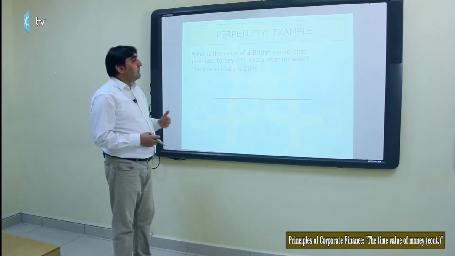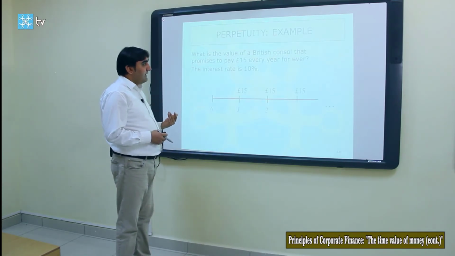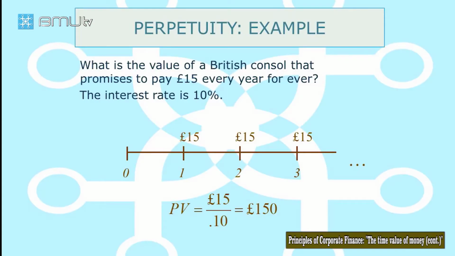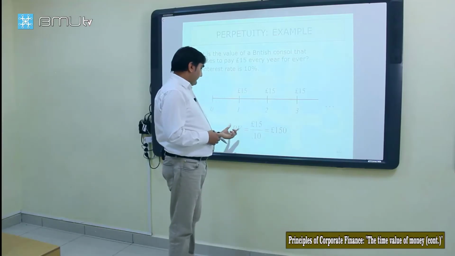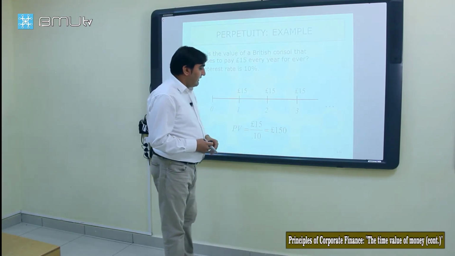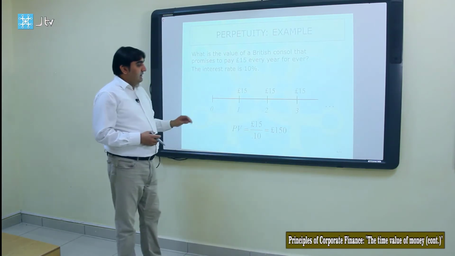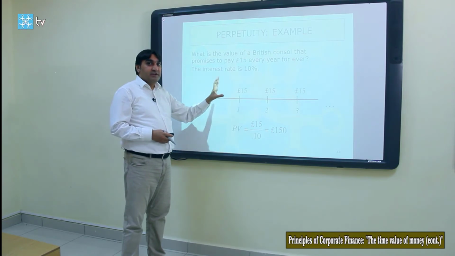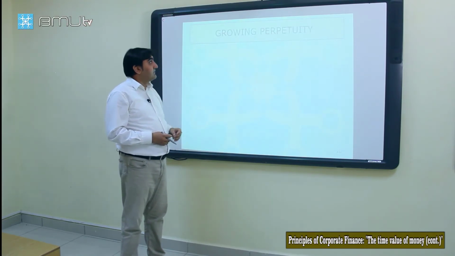What's the value of a British consol that promises to pay £15 every year forever? Appropriate rate is 10%. 15 pounds, 15 pounds, 15 pounds, it goes forever. As long as you keep this, you pass it to your son, to your grandson, and others. So that's 15 divided by 10%, that's 150 pounds. Present value of all these cash flows is 150 pounds.